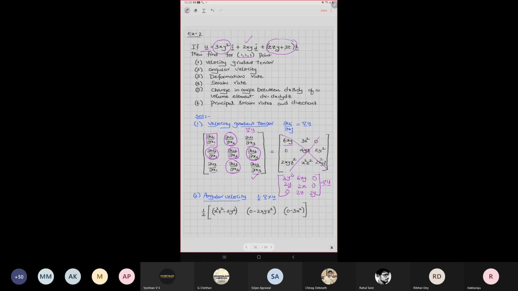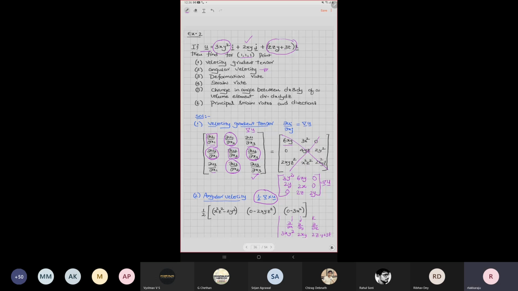Yes. Second, I would like to calculate angular velocity of the system. Angular velocity of the system is half of del cross u. So del cross u is up to you how you want to calculate, epsilon ijk, or you can bring ijk components, del by del x, del by del y, del by del z. 3xy square, 2xy, 2zy plus 3t.